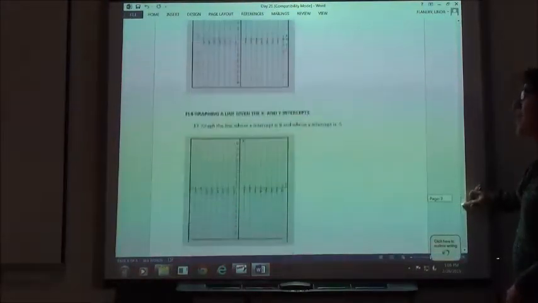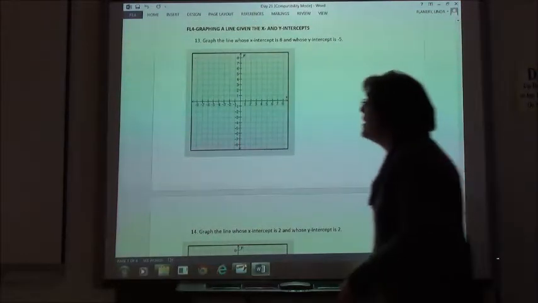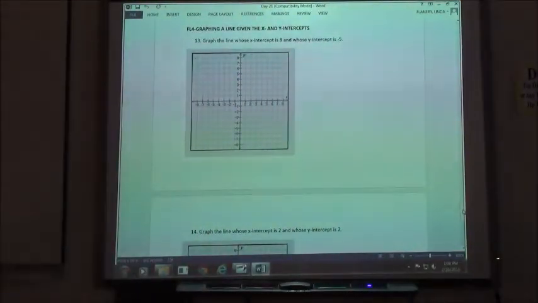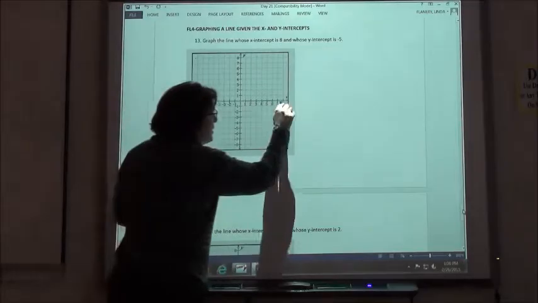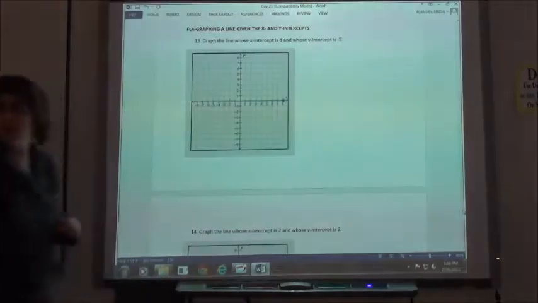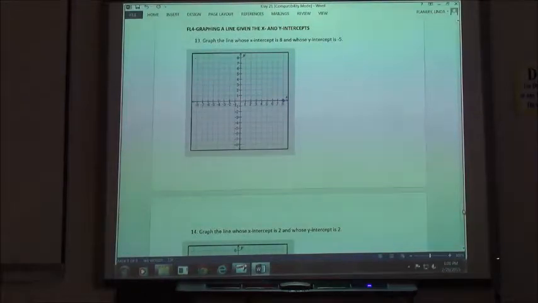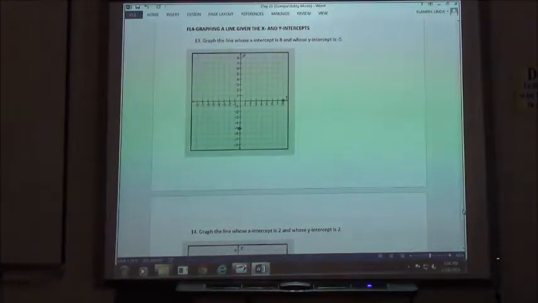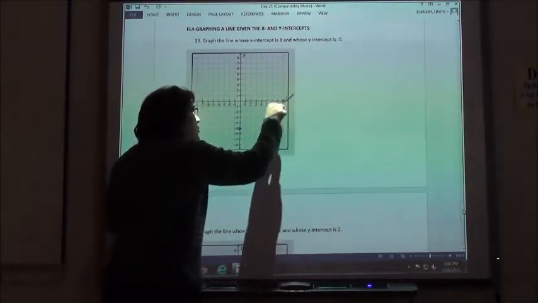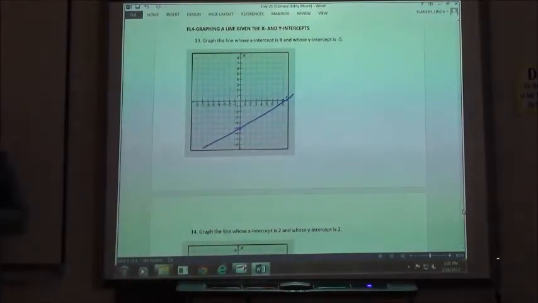The last 3 on this page, more graphing, only these ones are pretty easy to graph. They want you to understand the term x-intercept and y-intercept. X-intercept is where it touches the x-axis, y-intercept where it touches the y-axis. So, graph the line whose x-intercept is 8. On my x line, I'm going to mark right where 8 is. There's my x-intercept. And whose y-intercept is negative 5. So on my y line, I'm going to go down to negative 5. Now normally we like to have more than 2 dots, but you only need 2 dots to draw a line, so we can just connect those 2 dots. If I could draw straight, I'd have my line.